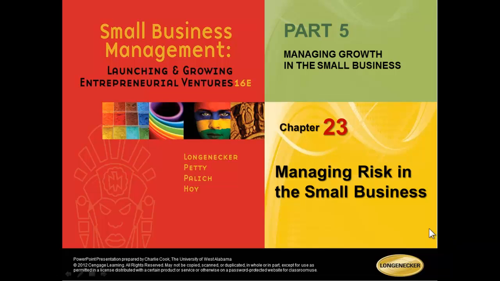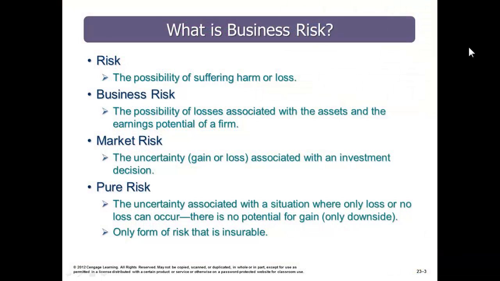We'll go through those fairly quickly, and then what we really want to do is address how do you confront risk in small businesses and startup businesses. Well, here are some basic definitions. Risk is the possibility of suffering harm or loss, and you can go through each one of these and ponder them a little bit. But I want you to look at pure risk, because this is what we'll be talking about when we talk about risk. Pure risk is the uncertainty associated with a situation where only loss or no loss can occur. There's no potential gain, only downside. And this is also the only form of risk that is insurable.